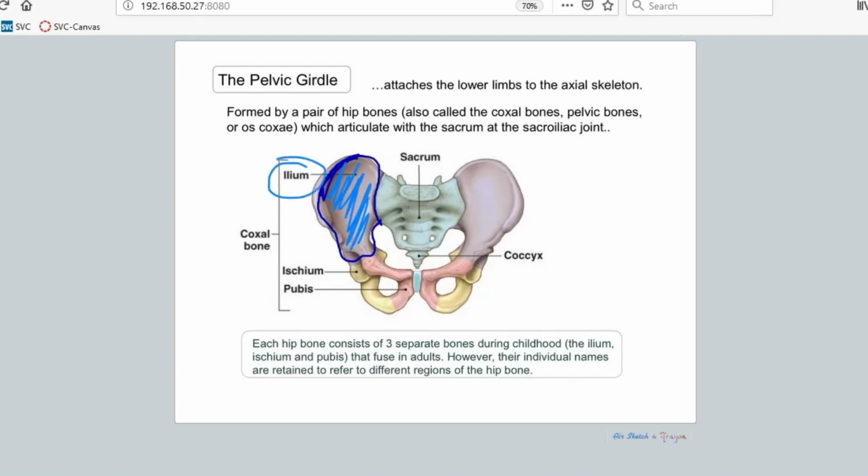Then we have this region that moves anteriorly, and you can see this is where the 2 hip bones attach to each other. This is called the pubis region. And then we have this area in back, and that's called the ischium.